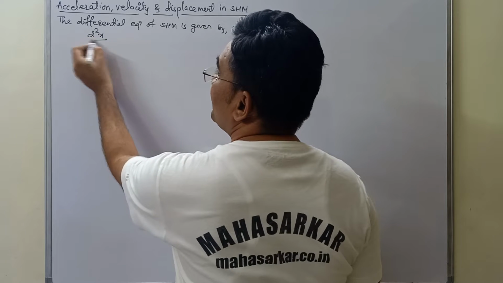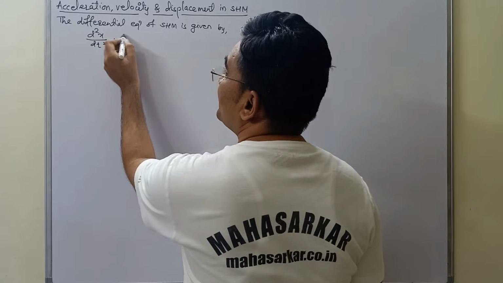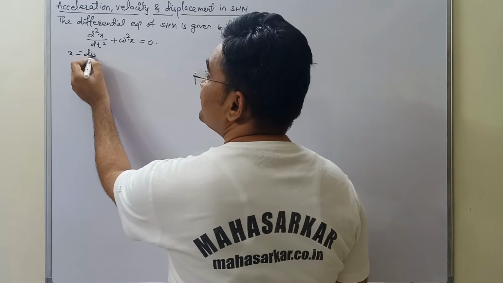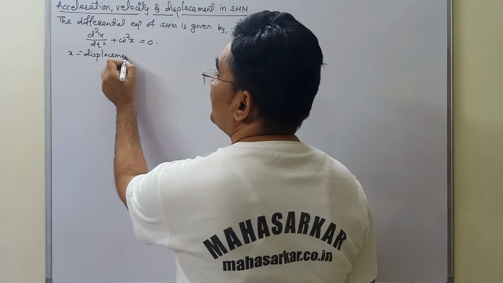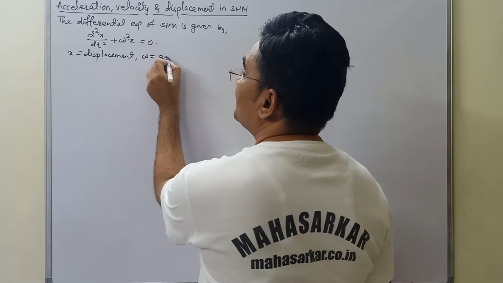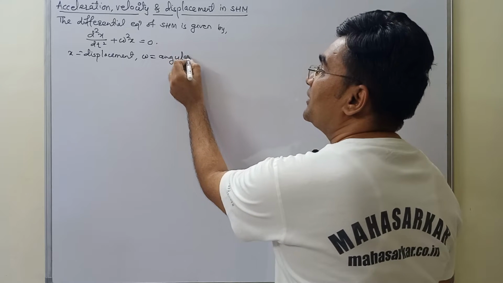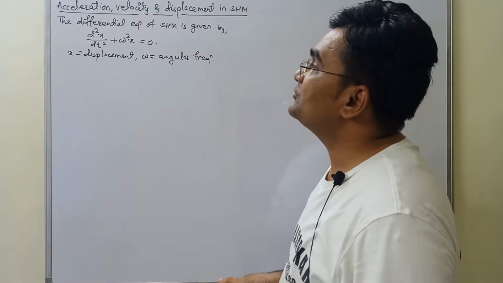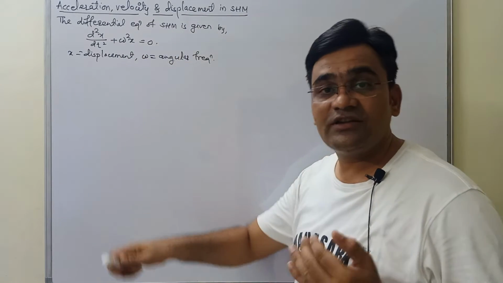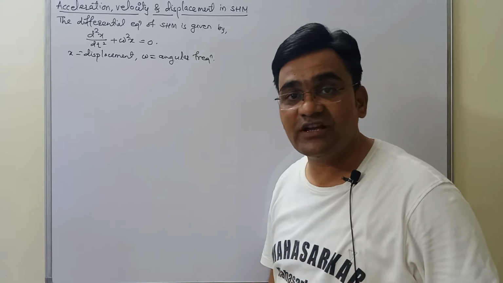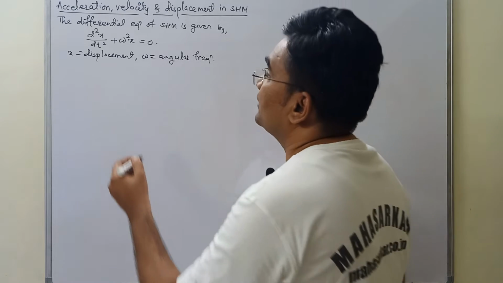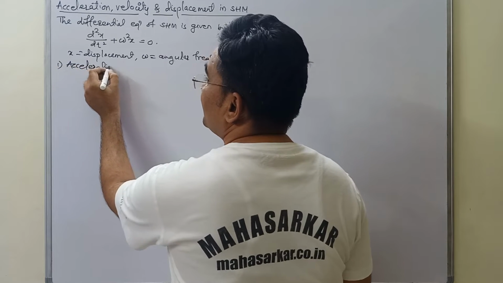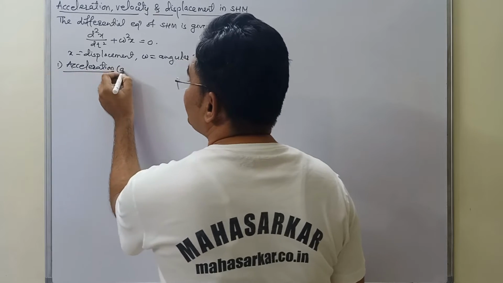d square x upon dt square plus omega square x equal to 0, where x is the displacement of the particle and omega is the angular frequency. Okay. Now, considering this equation as the base, we are going to find out first the acceleration, then using acceleration we are going to find out the velocity, and then the displacement. So let's find out first the acceleration in SHM, indicated by small a.